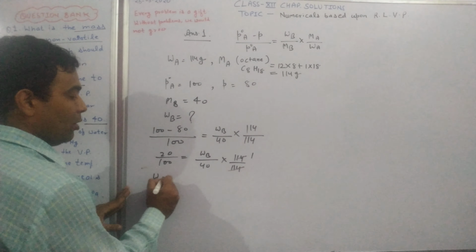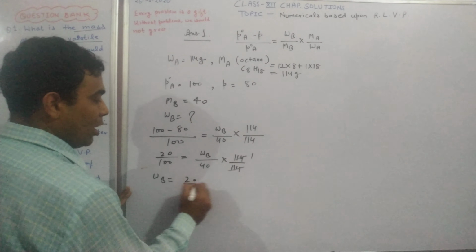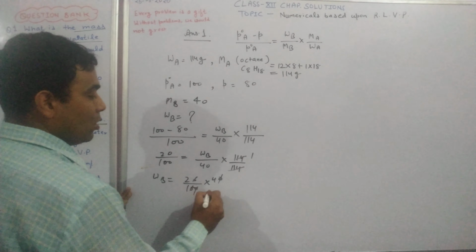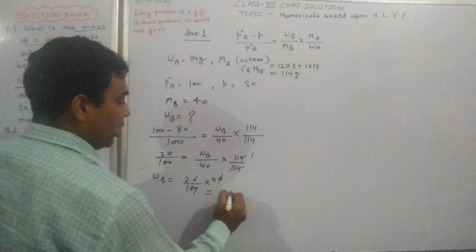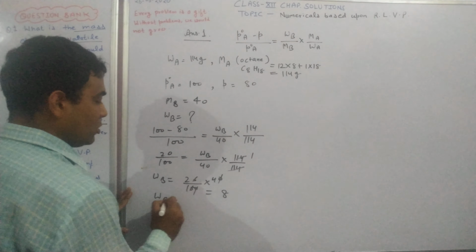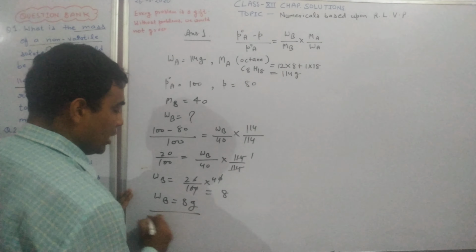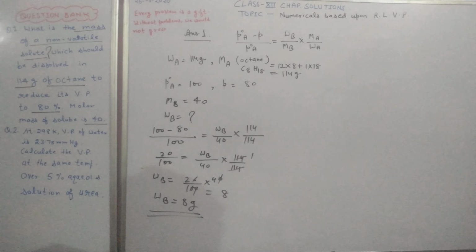So WB will be equal to what? 20 by 100 into 40. Zeros cancel, so we will have 2 fours are 8. So the mass, that is weight, of solute is 8 gram. That is our answer of first question.